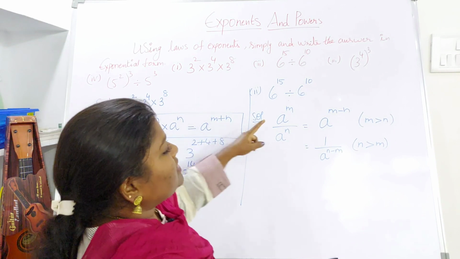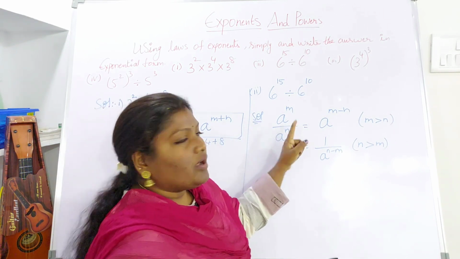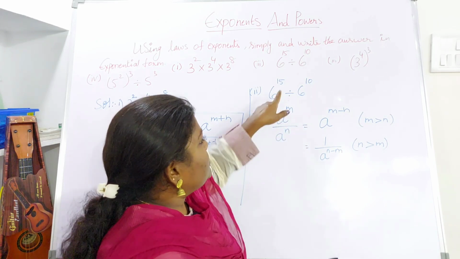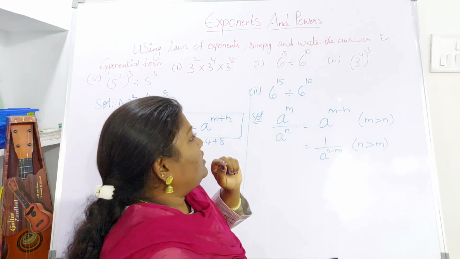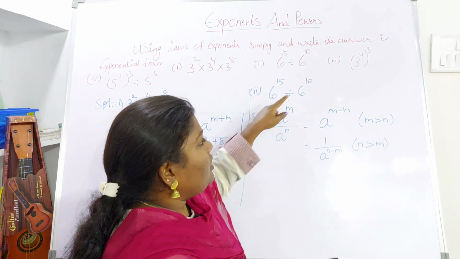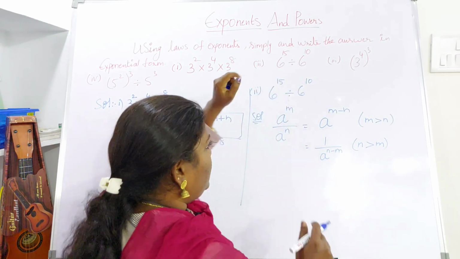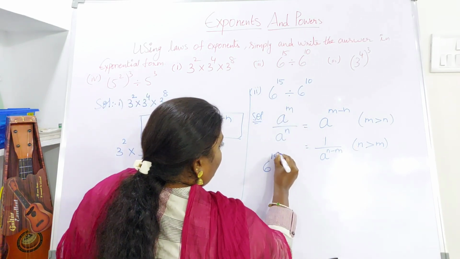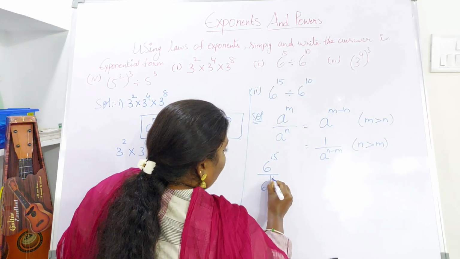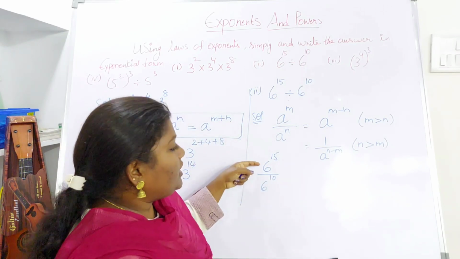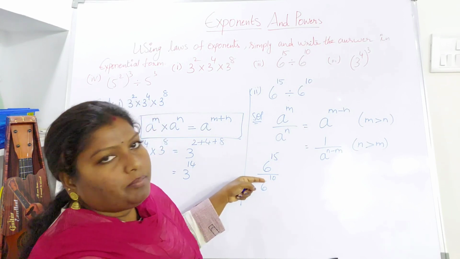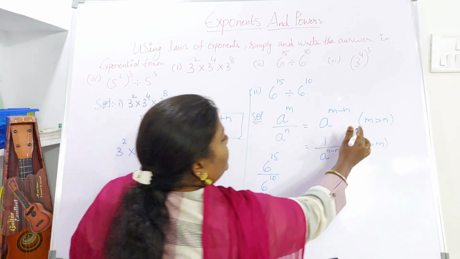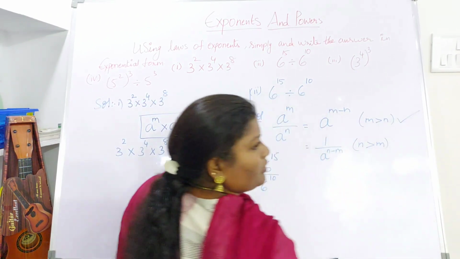Yes, so this is regarding division. This law is applicable. Now you have to decide which formula you are going to use. See the powers. Check whether the power of the numerator is bigger or the denominator is bigger. So this can be written as 6 to the power of 15 by 6 to the power of 10. The numerator power is bigger, so m is greater. So you are going to use this formula.